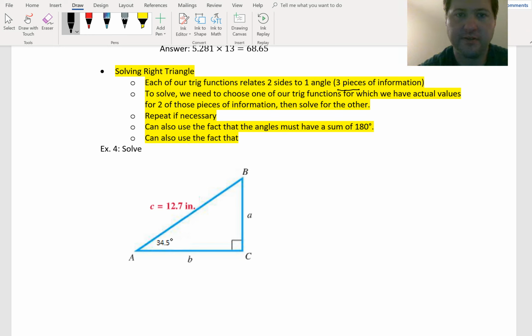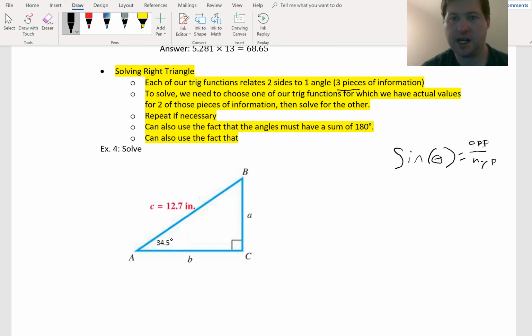In our case, the trig functions relate 2 sides to 1 angle. For example, sine of an angle is equal to the opposite side over the hypotenuse. So we have 3 pieces of information. We have the angle, we have the length of the opposite side, and we have the length of the hypotenuse.